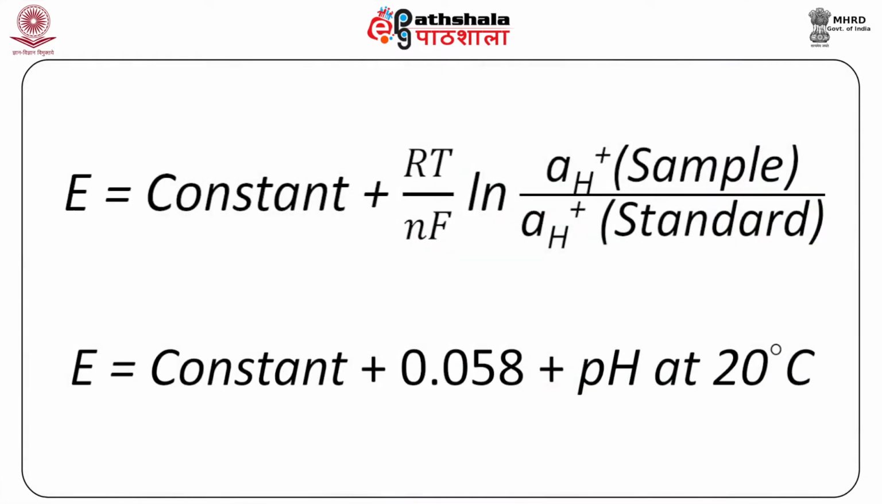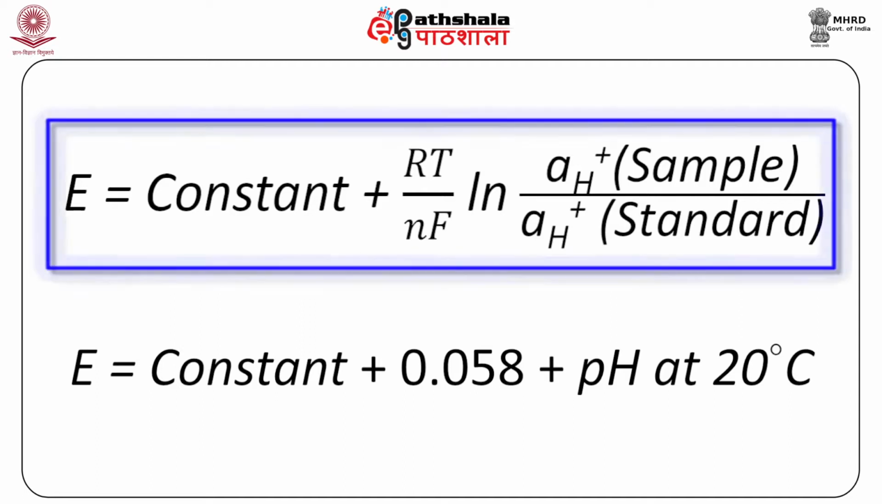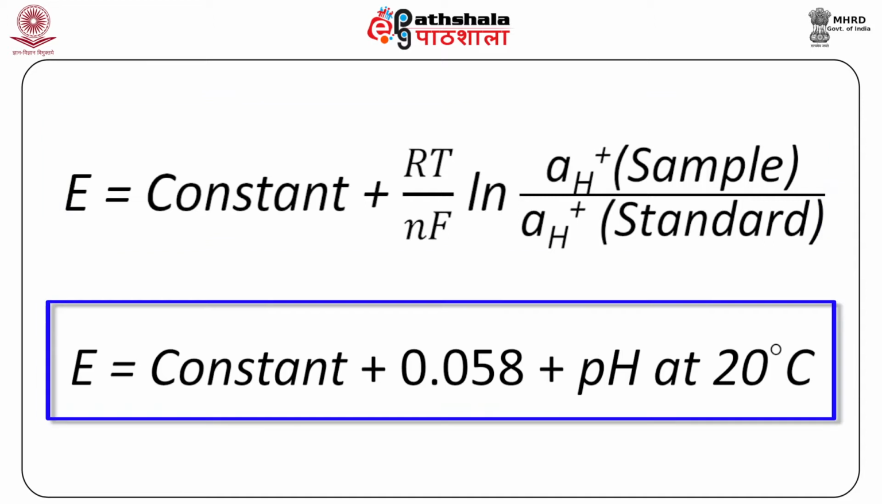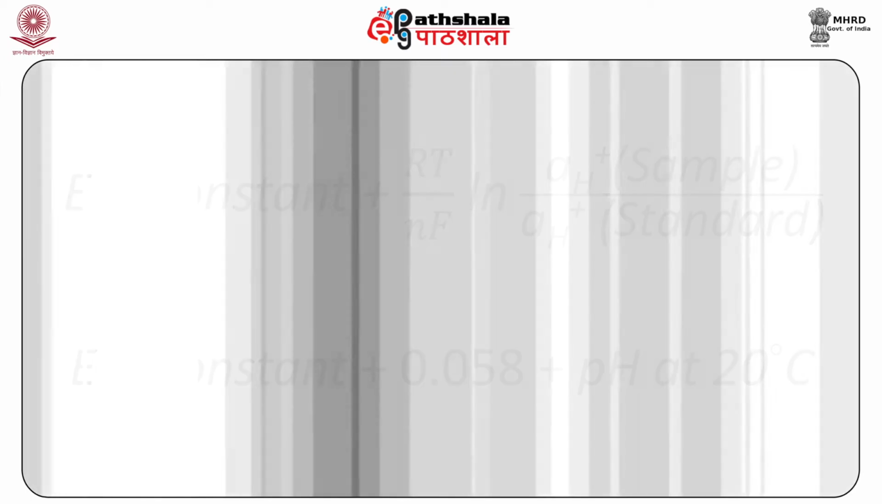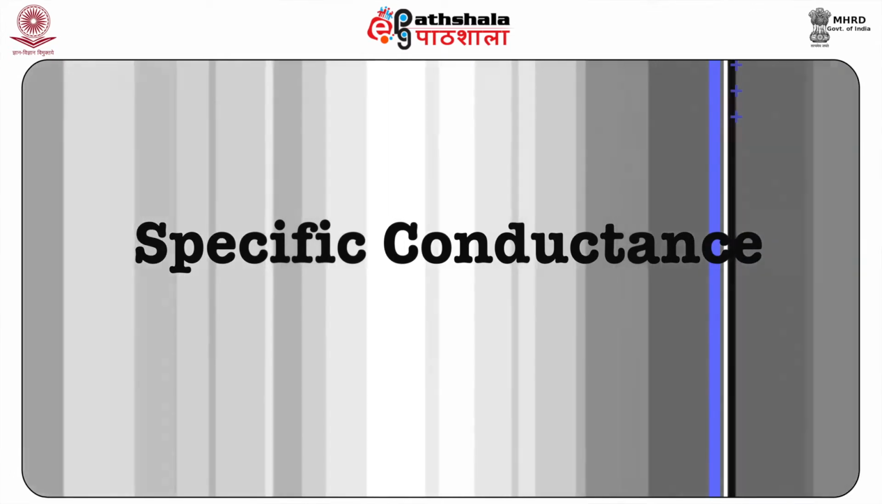A calomel, or you can say silver, silver chloride, potassium chloride reference electrode, is used as standard, and they are usually located around the glass electrode. And the pH is calculated by this formula, as you can see here, that is E is equal to constant plus RT upon nF, natural log of activity of hydrogen ion concentration of sample divided by activity of hydrogen ion concentration of the standard, and this can be equated to E is equal to constant 0.058 plus pH at 20 degree centigrade. Now, talking about specific conductance.